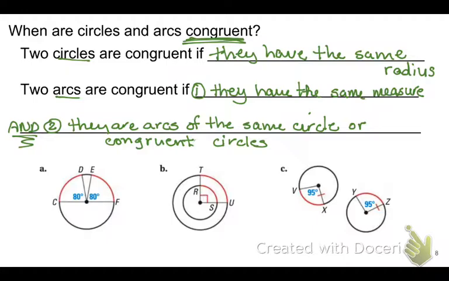Okay, so let's look at some examples. So here, these two arcs, CD and EF, they have the same measure. The question is whether or not the red arcs are congruent. They do have the same measure, so they meet the first requirement. And then the second requirement, that they are either arcs of the same circle or congruent circles. They are obviously on the same circle. So yes, the arcs are congruent.